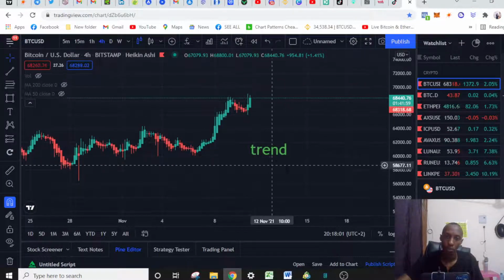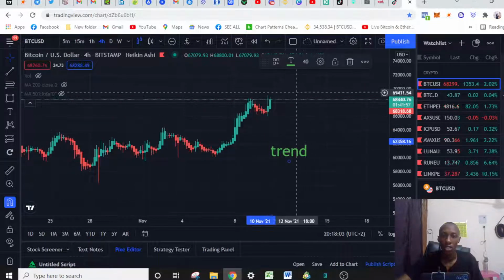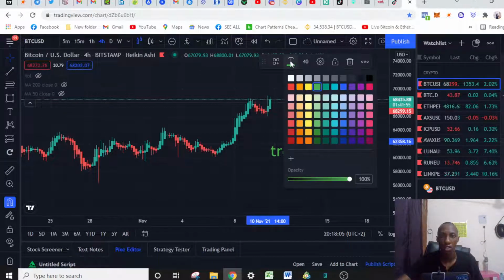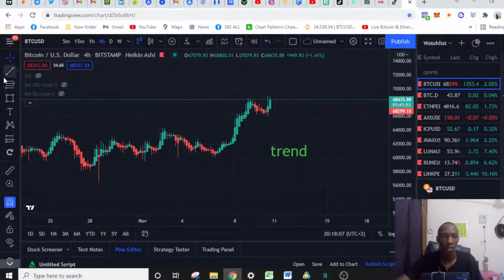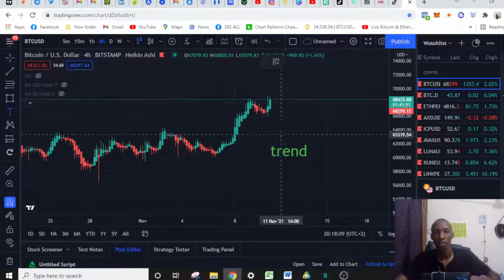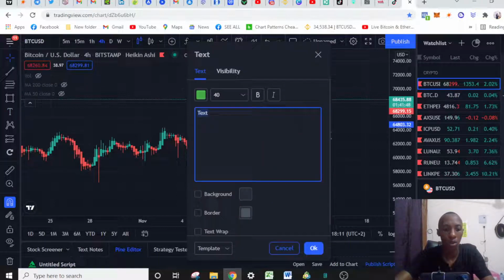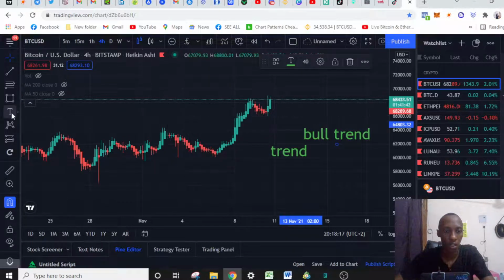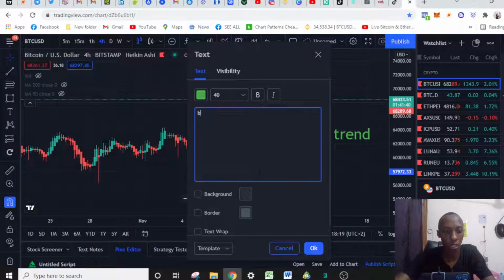Okay. So in trends, we have two types of trends. We have a bull trend, and we have a bear trend.